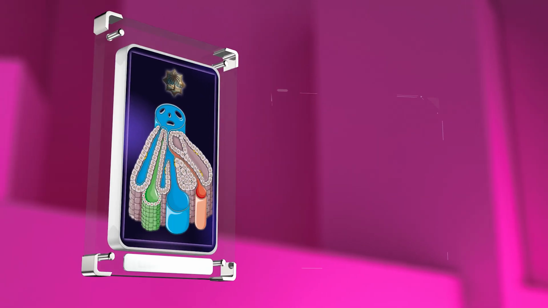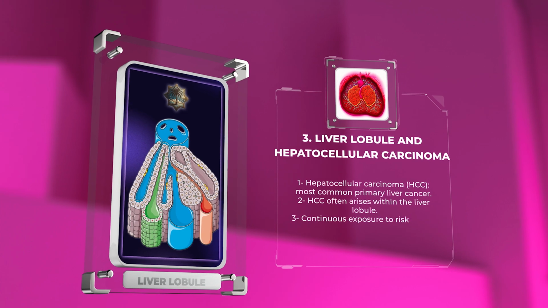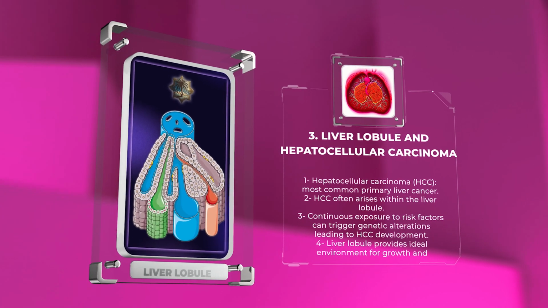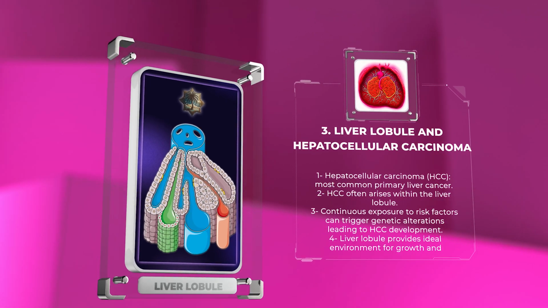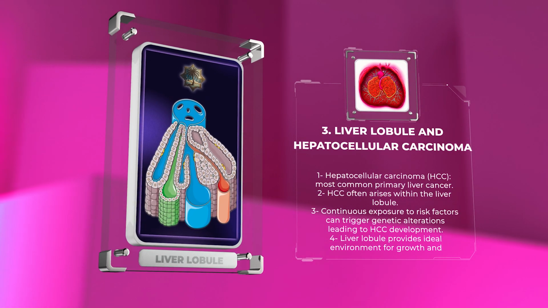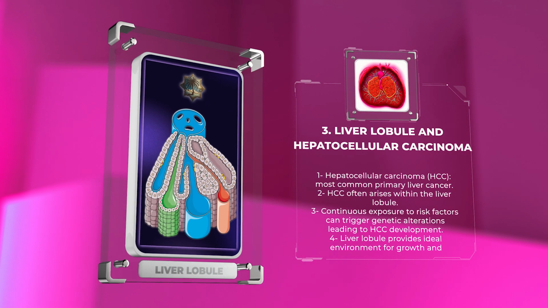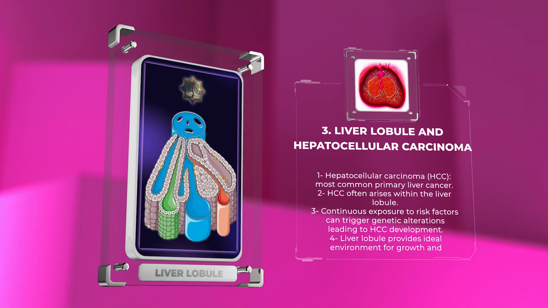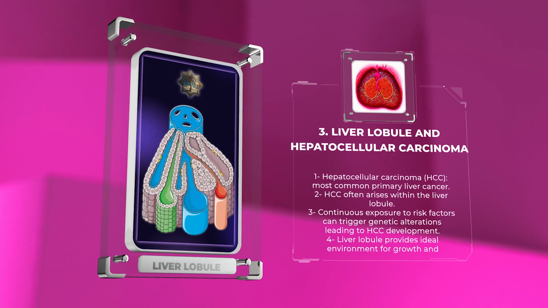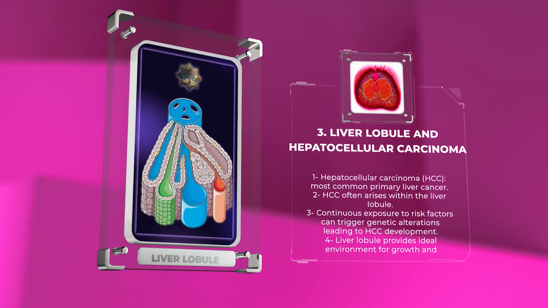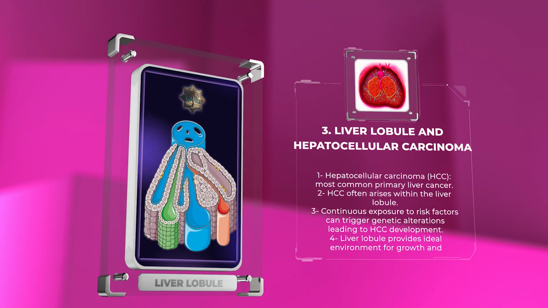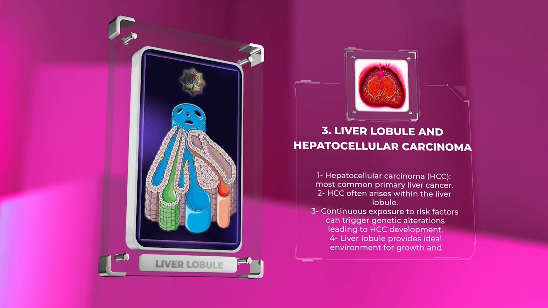Hepatocellular carcinoma, HCC, is the most common primary liver cancer and often arises within the liver lobule. Continuous exposure to various risk factors, such as chronic viral hepatitis infections, alcohol abuse, or metabolic disorders, can trigger a series of genetic alterations that eventually lead to HCC development. The liver lobule's cellular heterogeneity and intricate network provide an ideal environment for the growth and progression of hepatocellular carcinoma.